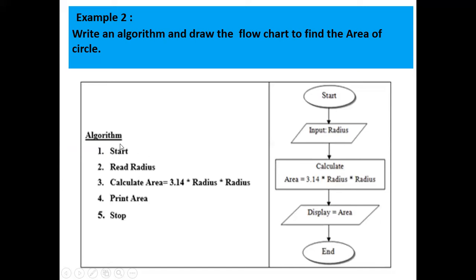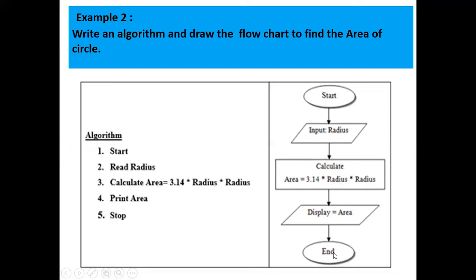Here the steps given in this algorithm are represented as a flowchart. It is a graphical representation of an algorithm. Here we will start the program and get the input value, radius. Then this is the calculation, that is a process, area equals 3.14 into radius. Next, display the area, that is, the output stored in the variable area.